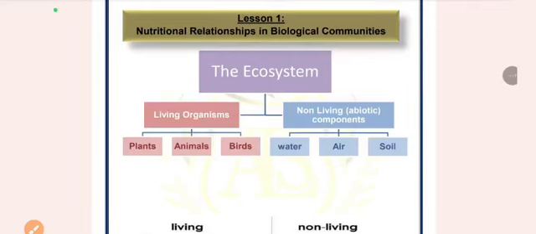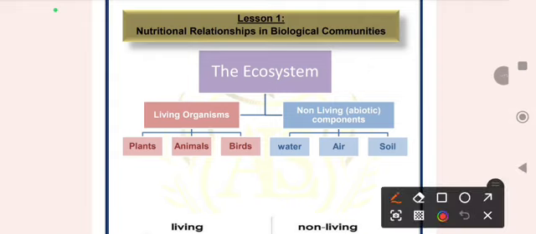Let's complete the lesson we took before. We will revise the part that we took before. The lesson is nutritional relationships in biological communities. Okay, we talked about the ecosystem. We said that the ecosystem is a place where we live.